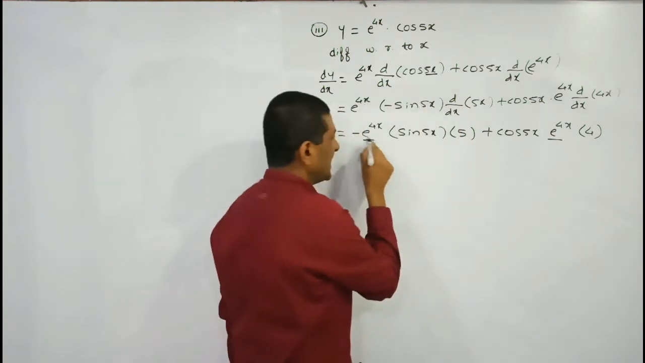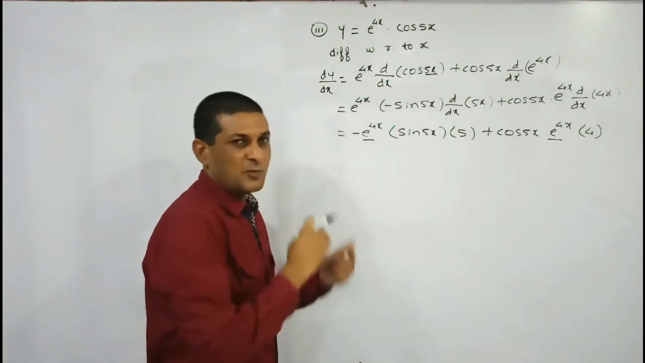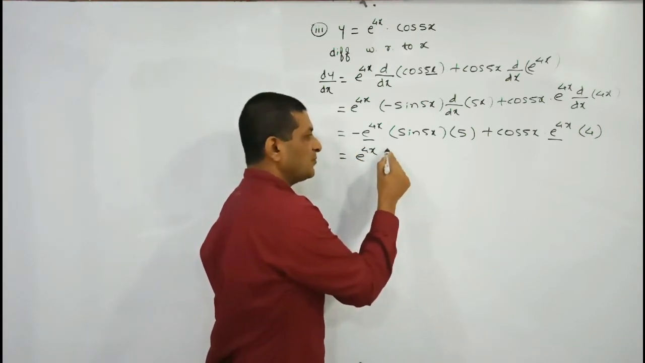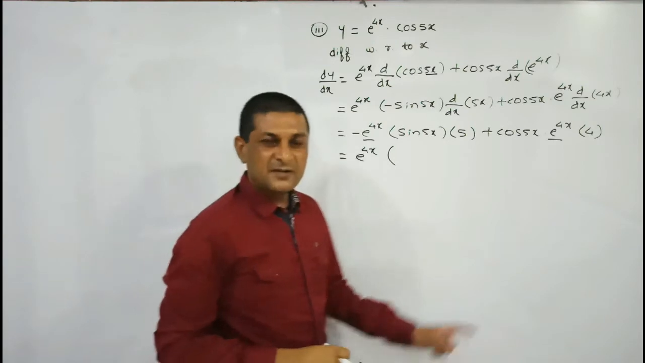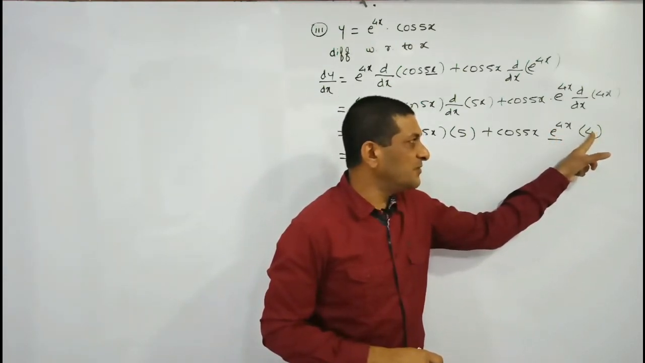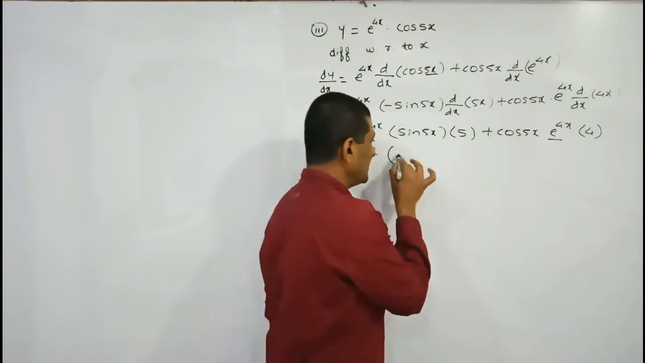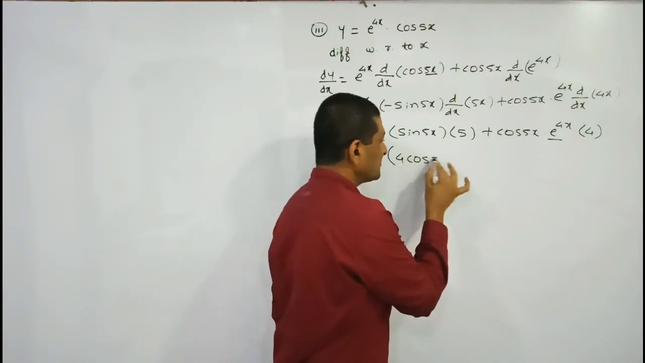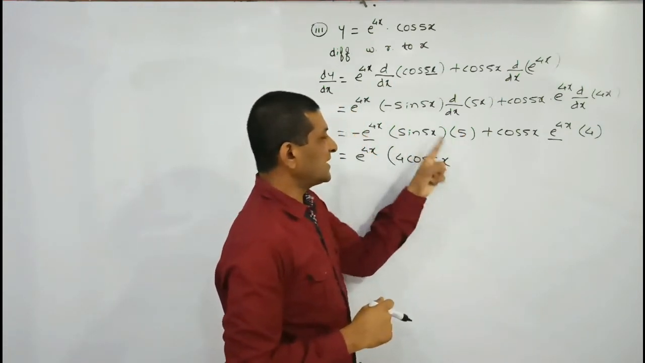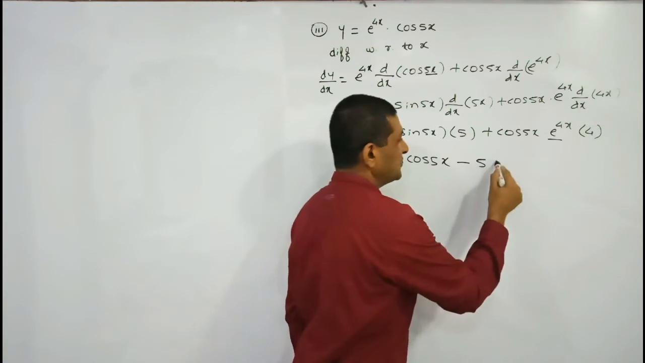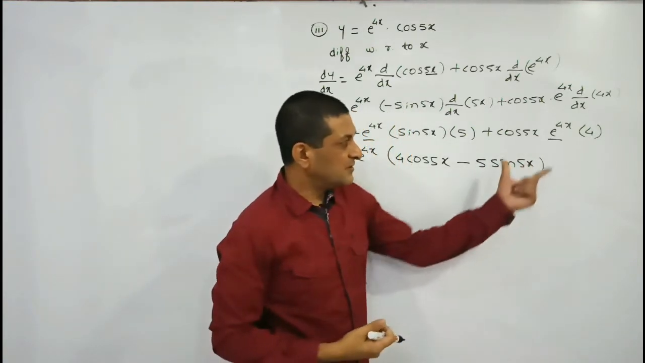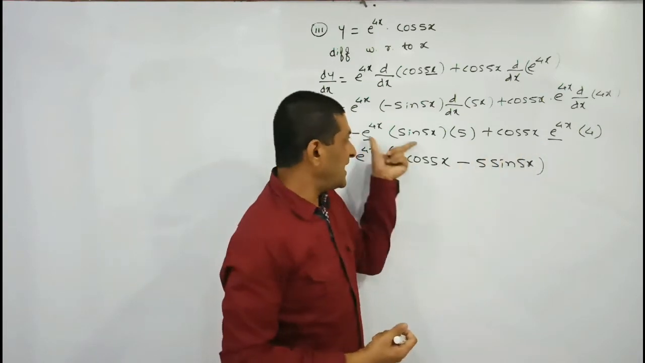Here we can observe that e raised to power 4x can be taken common from both the terms. So now we are taking e raised to power 4x common from both the terms. Let us see what we'll get. If I am taking e raised to power 4x common from second term, its coefficient is 4 into cos 5x, and here its coefficient is 5 into minus sin 5x, means minus 5 sin 5x. Here we are trying to write down first the positive term and later on the negative term.